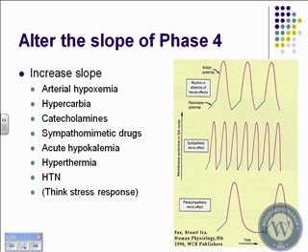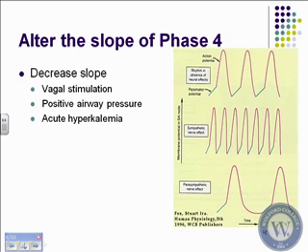Now, increases in the phase 4 slope will actually cause the heart rate to increase. Things that will cause stress, such as arterial hypoxemia, hypercarbia, catecholamines, sympathomimetic drugs, hyperthermia, and hypertension will induce this problem.